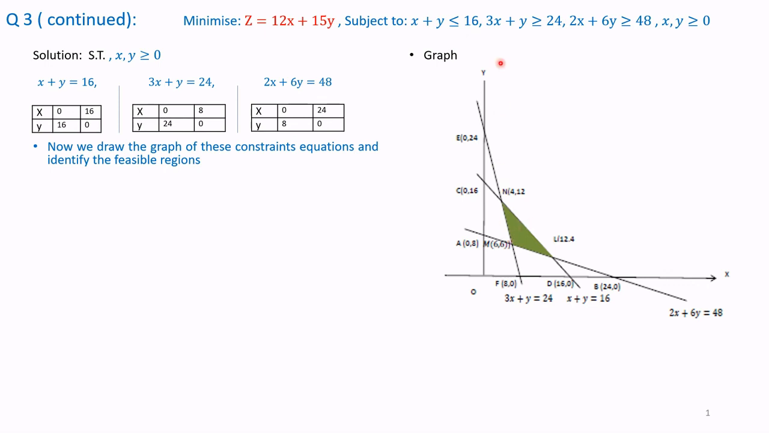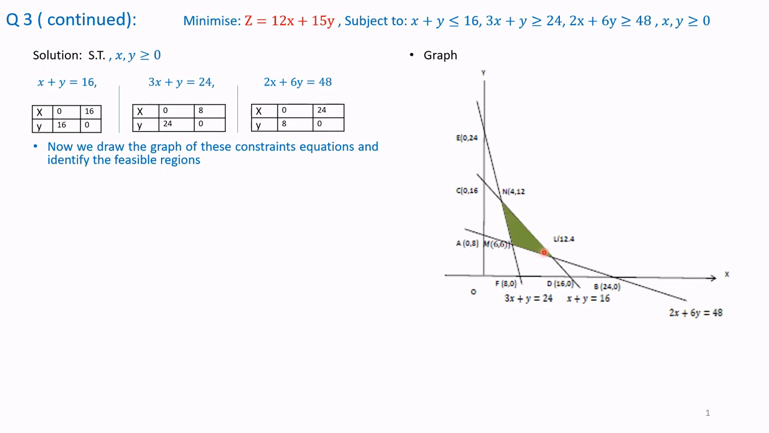And next is 3x plus y should be greater than or equal to 24. So this 3x plus y equal 24 is this line. So the region should be towards the right because it should be greater than 24. So it should be on the right hand side. The third line is 2x plus 6y greater than or equal to 48. So this is the line and it should be greater than 48 means it should be above this line. So this is the region.